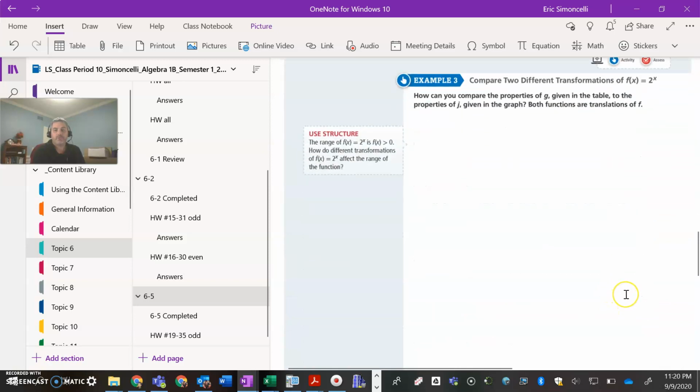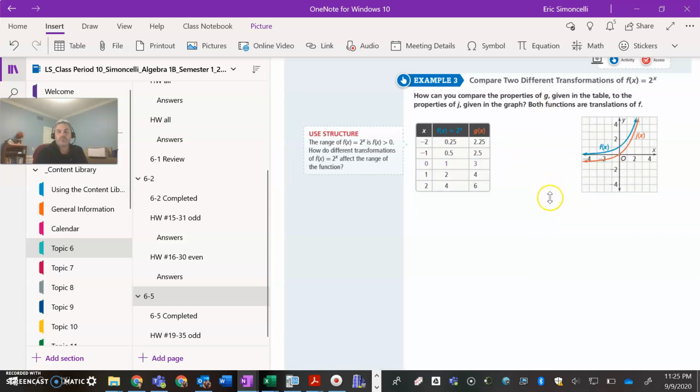Example 3. Compare two different transformations of f of x equals 2 to the x. How can you compare the properties of g, given in the table, to the properties of j, given in the graph? Both functions are translations. Okay, so as we can see here, we're going to take a look at their description of things, both in the table, but also graphically.